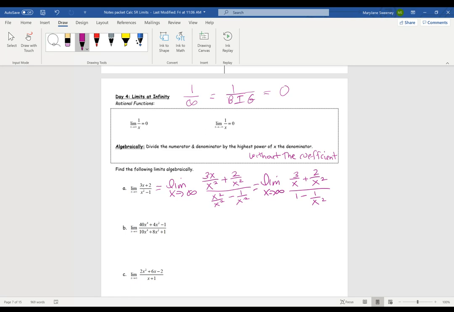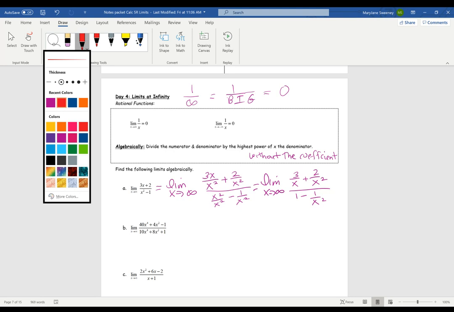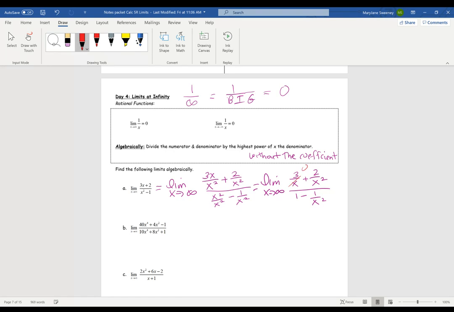Now, here's the thing. Any constant divided by a really big number, even if it's something other than 1, like 3 divided by a really big number, you could again try that on your calculator. What you're going to see is that goes off to 0. 2 divided by a really big number goes off to 0. Down here, 1 divided by a really big number goes off to 0. So what you have is 0 over 1, which is 0. So that is your answer.